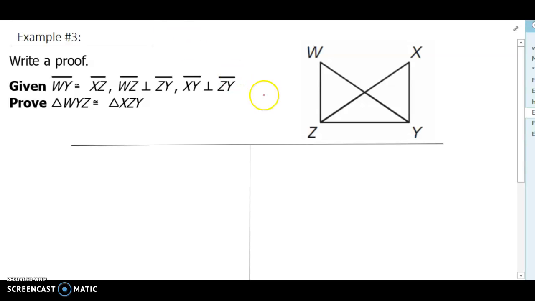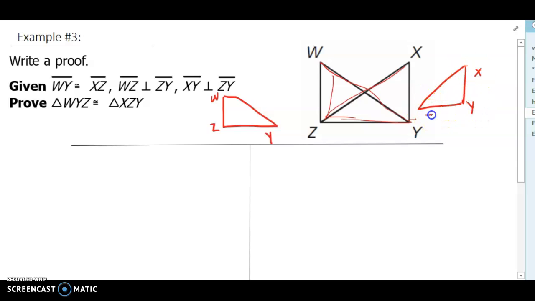All right, so before I do this, I want to go ahead and separate these triangles. So notice I'm trying to prove that triangle WYZ is congruent to XZY. Okay, so these triangles overlap. So for some of you, that'll make it very confusing. So I'm just going to draw it separately. Okay, I'm going to pull them apart and draw them separately.